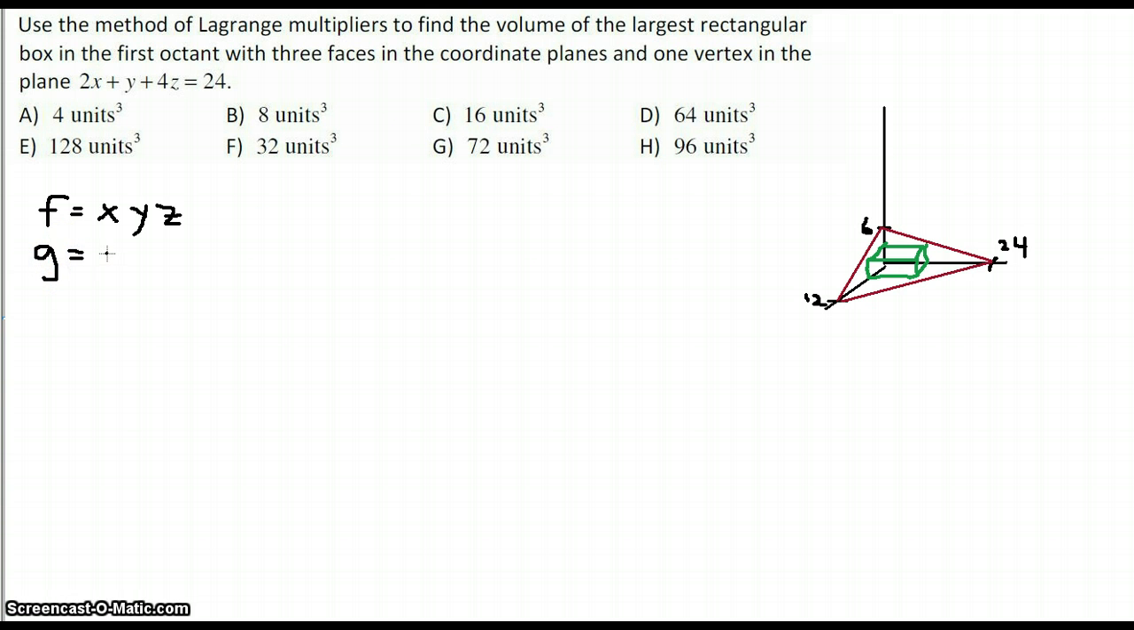And so the constraint is that the relationship between x, y, and z has to be such that 2x plus y plus 4z minus 24 is equal to 0. And that's our constraint. f is our function we are to maximize. And so we take the gradient of f and set it equal to lambda times the gradient of g.